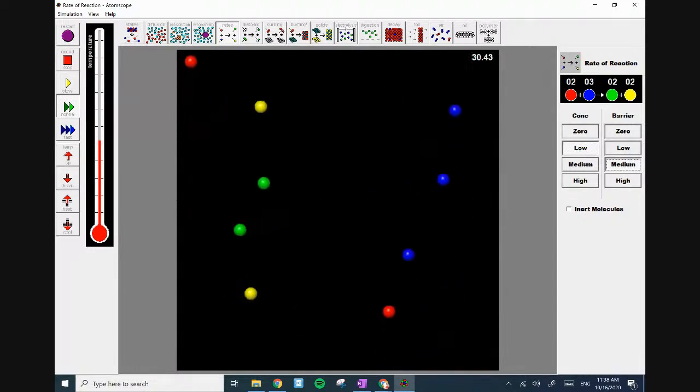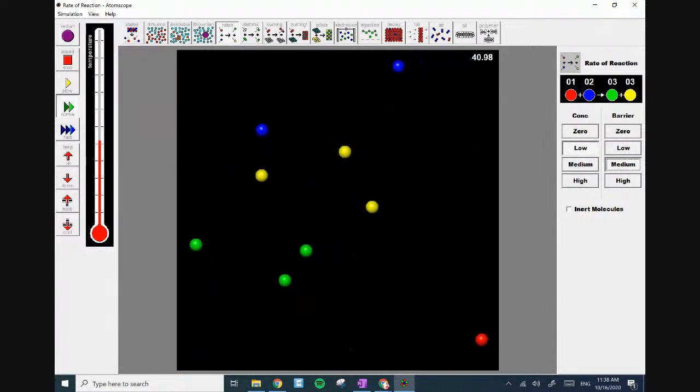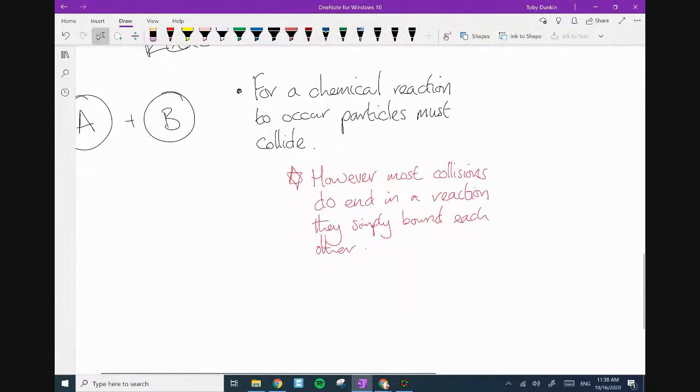Now I wonder how many of you can figure out why it is that some end in a reaction whilst others don't. What's different about the reactions that are being successful? What's the difference between them? You guys can post on the chat.